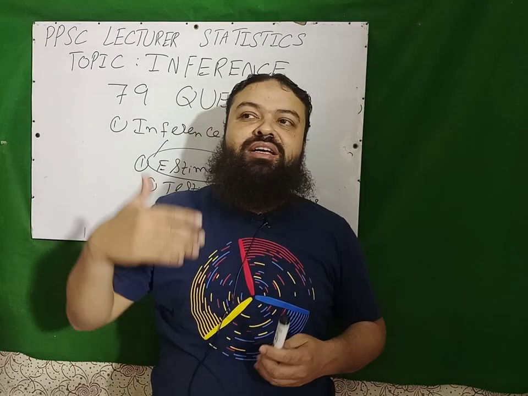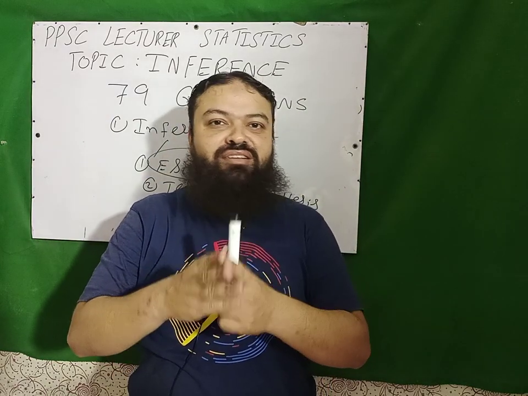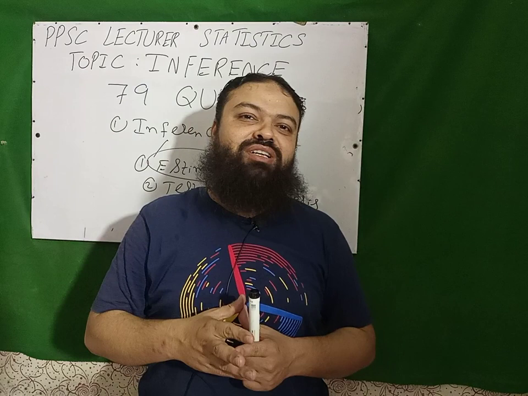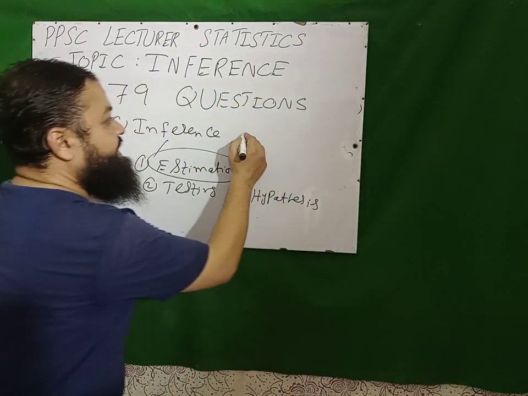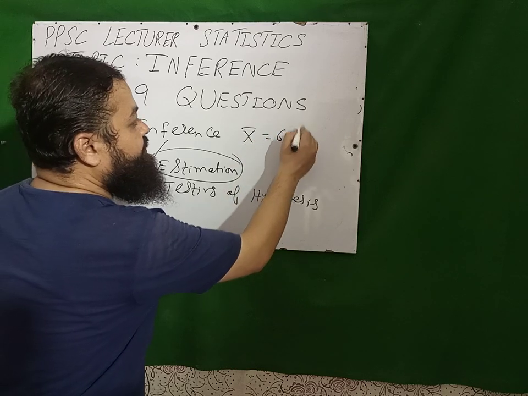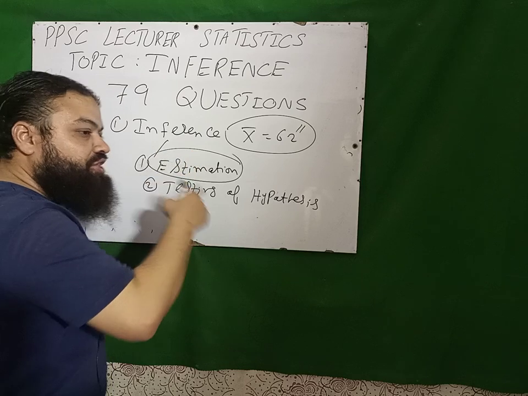We estimate the population parameter with the help of the information contained in the sample. For example, if there is a university with more than 20,000 students and we are interested to know the average height of a student, we take a sample of 50 students and find out its average height. It is X bar, 62 inches. It is an estimation about the unknown population parameter.